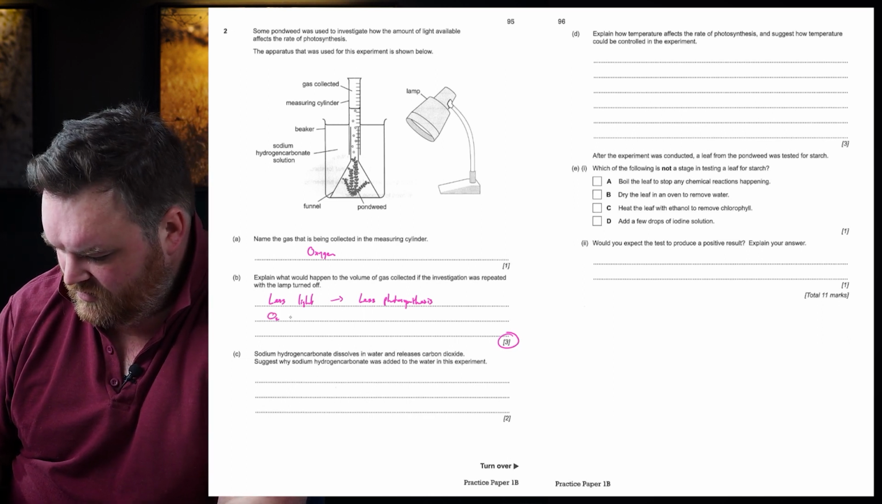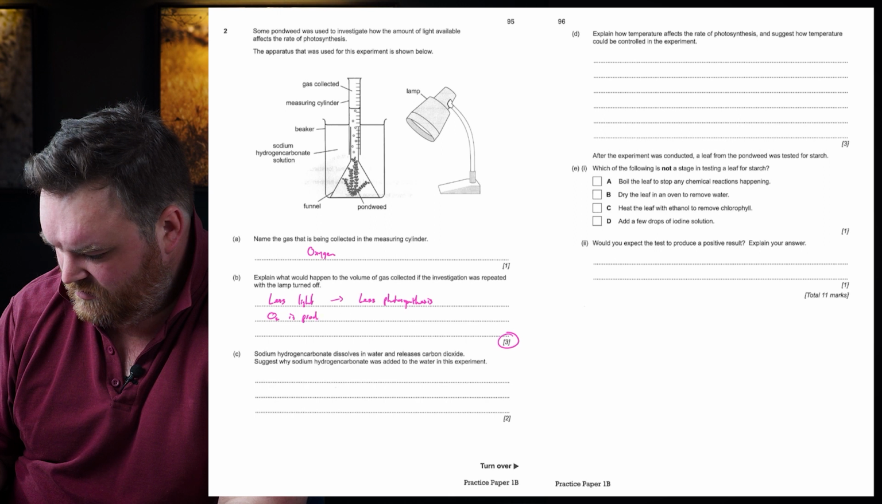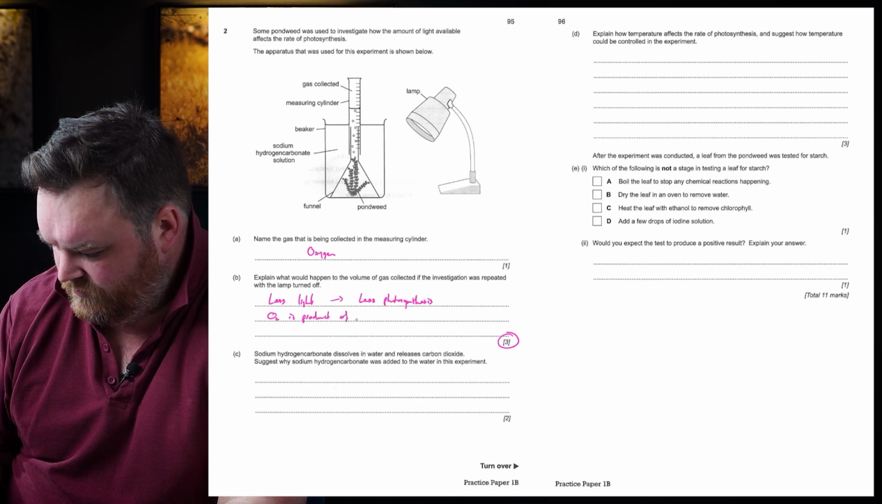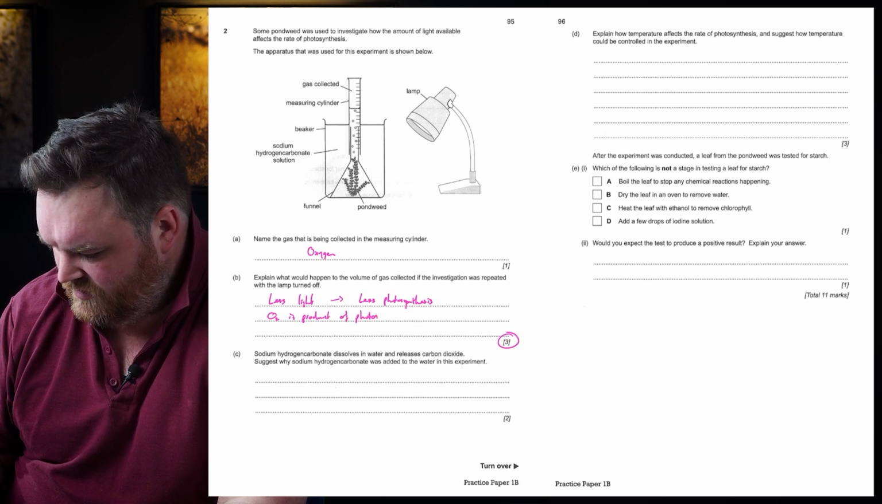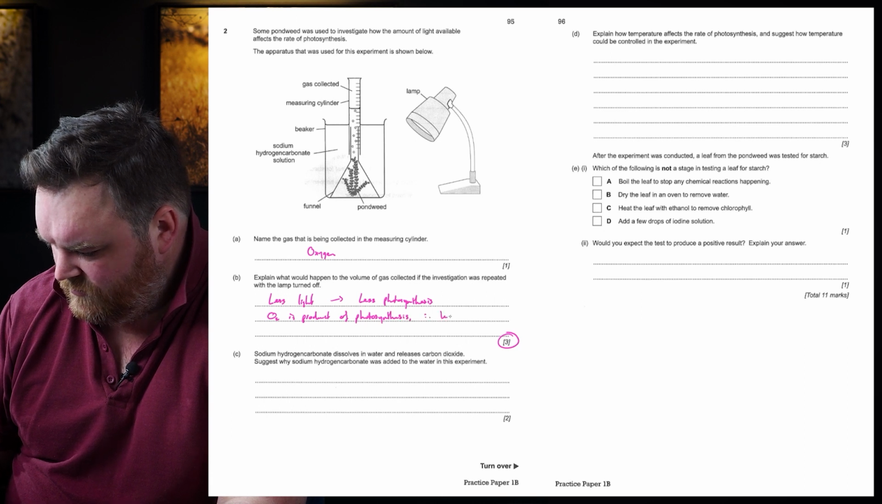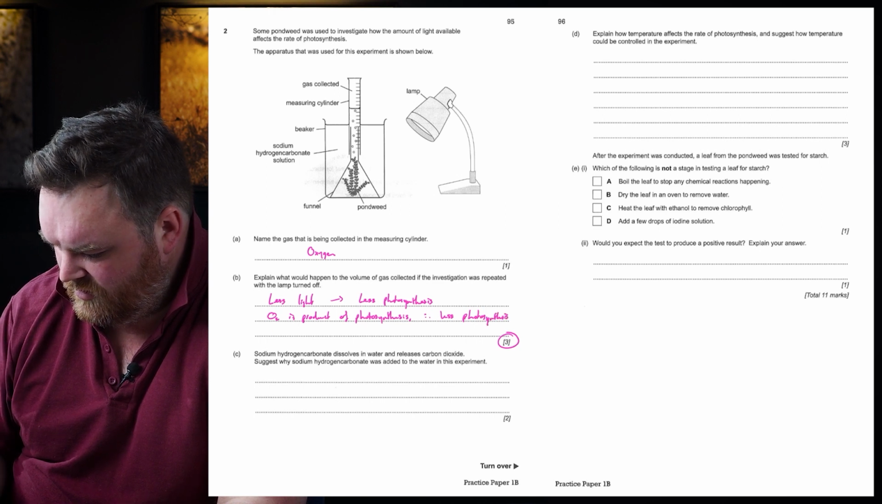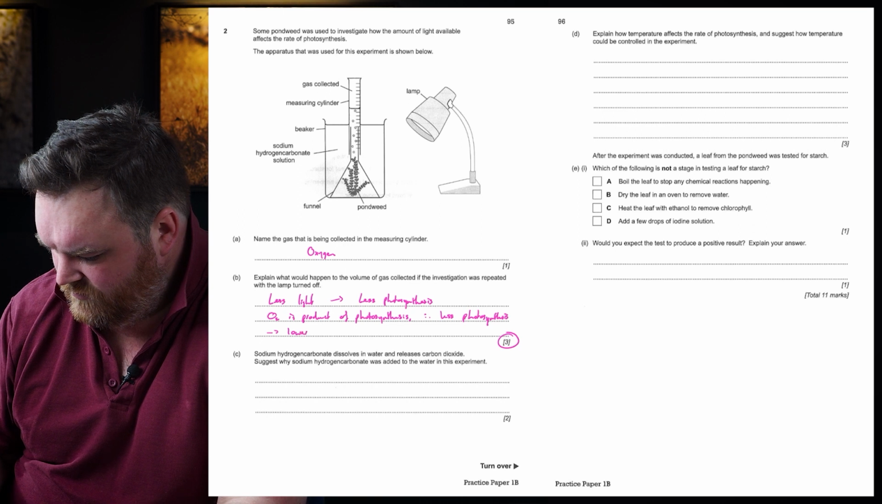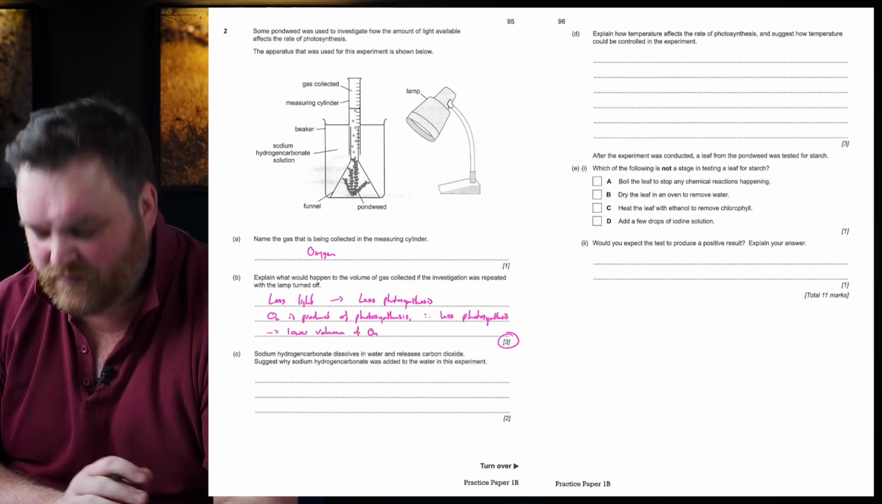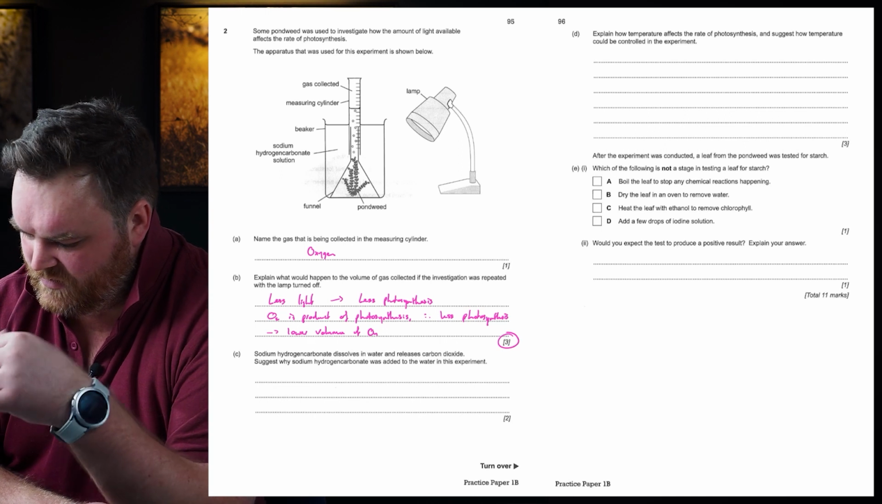So oxygen is a product of photosynthesis. Therefore, less photosynthesis will give you a lower volume of oxygen.